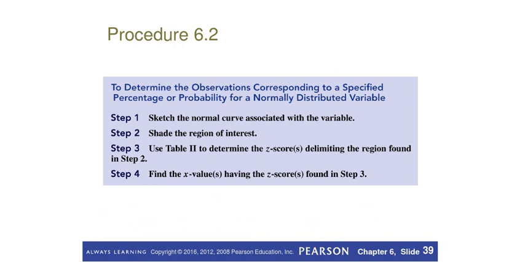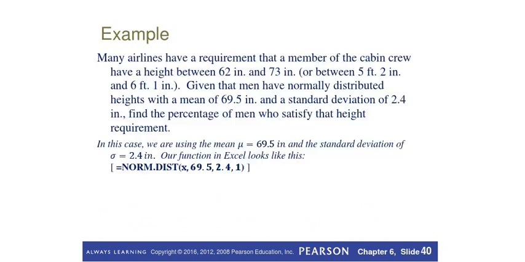So the idea here is to determine the observations. If we want to determine our areas, we should sketch the normal curve. We can tell something about the percentages of the values that we're going to get under that curve, and then we can use that to find our x values and our z-scores. So let's run through an example or two. Let's say that we have this one. This is on the handout.